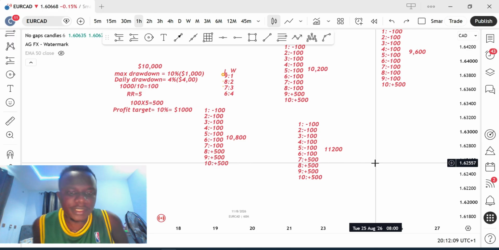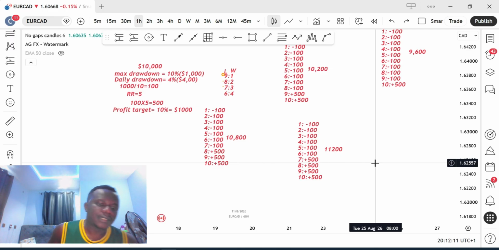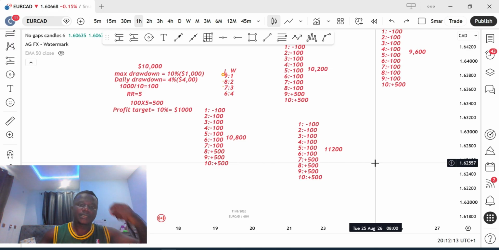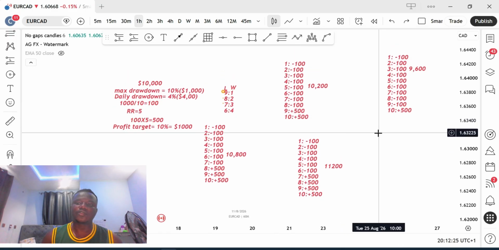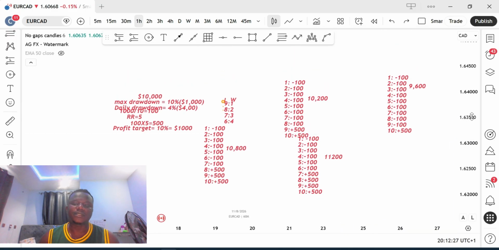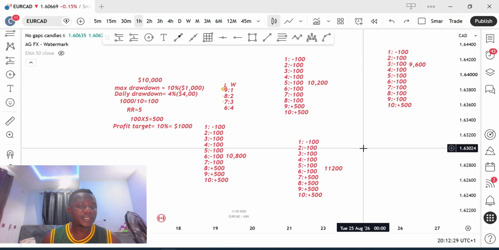Why I decided to do this calculation is that many people really think that to become profitable or to pass a challenge, to be precise, your win rate needs to be like 50%. You don't need 50%. 30% is okay. 40% is okay. Do you understand?